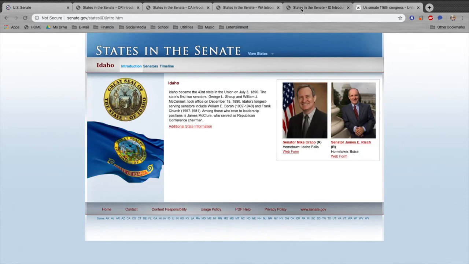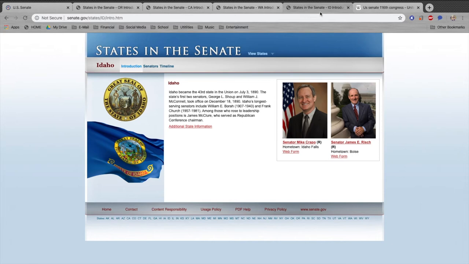And then finally, our neighbors to the east, the further east you go, especially if you're in the middle of the country, the more conservative, the more Republican it tends to be. And so Idaho is represented by two Republican senators, Senator Mike Crapo of Idaho Falls, and he does pronounce it Crapo, and Senator James Risch, who is the former lieutenant governor of that state. Actually, he was governor for a very short period of time. So that kind of shows you how every state, no matter how large or small, gets two senators.